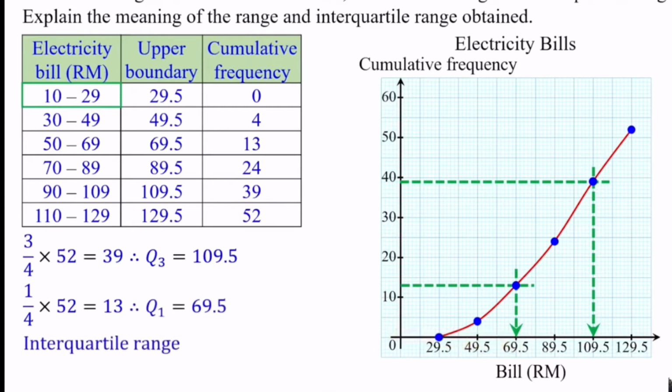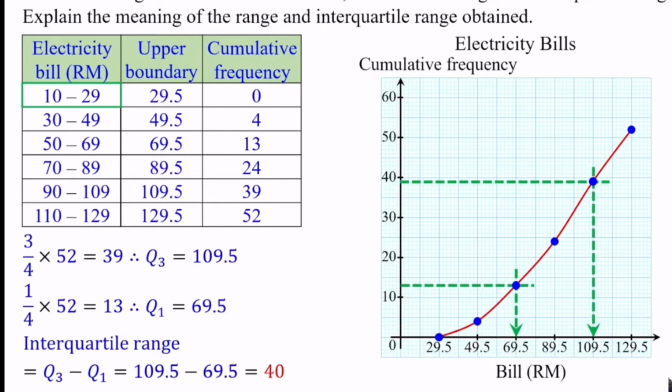Now we are going to find the interquartile range. The interquartile range can be found using the third quartile, 109.5, minus the first quartile, 69.5. So the answer is 40.